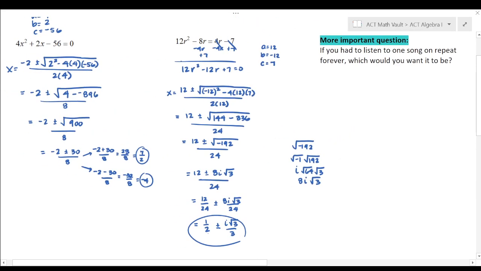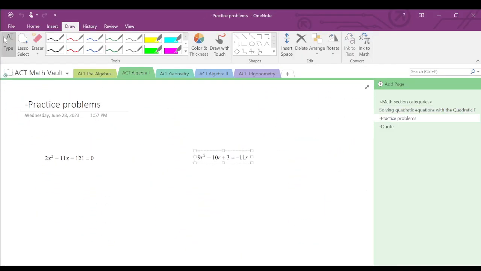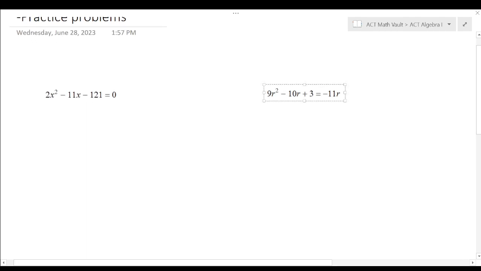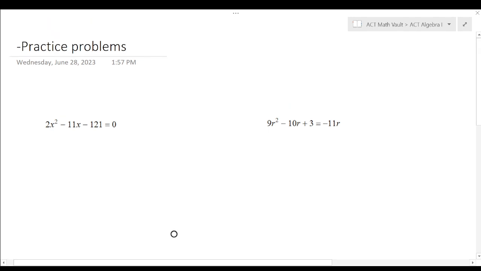Let's try some practice that is very similar to those two. I gave you almost identical problems. You might have a nice happy answer at the end. You might have something that relates to the imaginary numbers. So why don't you pause the video and I will reveal the answer in just a second.